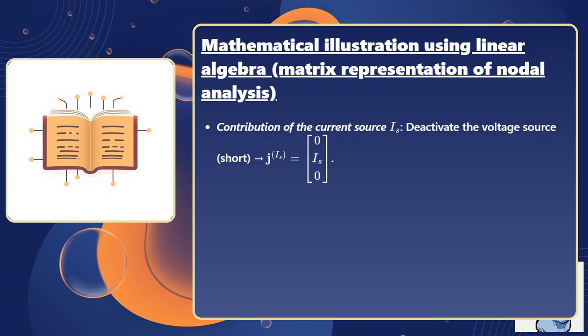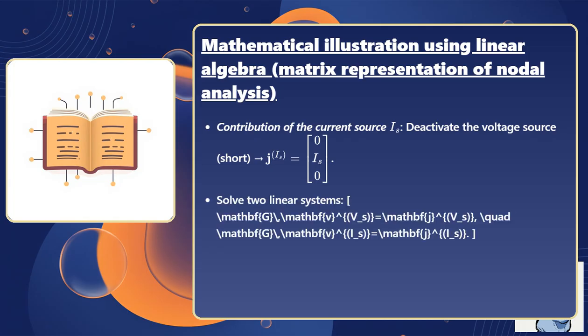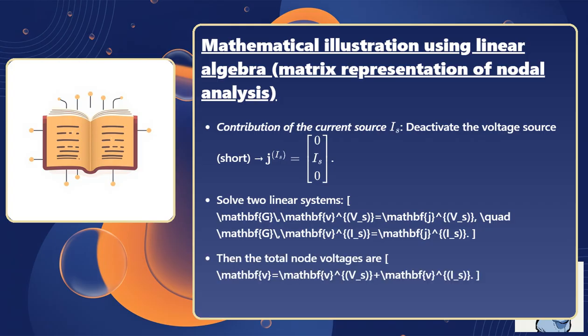Solve two linear systems. G times V^(V_S) equals J^(V_S), and G times V^(I_S) equals J^(I_S). Then the total node voltages are V equals V^(V_S) plus V^(I_S).